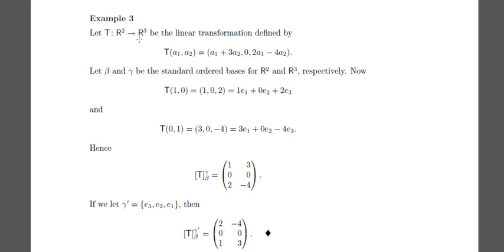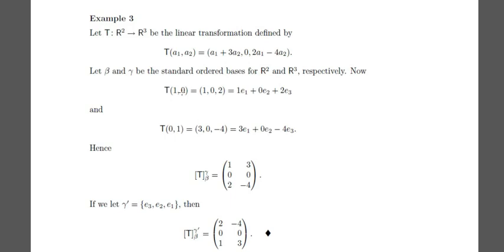For example, let us see this. Suppose you have a linear map T from R2 to R3 defined by this mapping, T of (a1, a2) is (a1 plus 3a2, 0, 2a1 minus 4a2). Beta and gamma are the standard bases of R2 and R3. So beta is equal to e1, e2 and gamma is equal to e1, e2, e3. Here e1 is (1, 0), that is, 1 is at the first position.